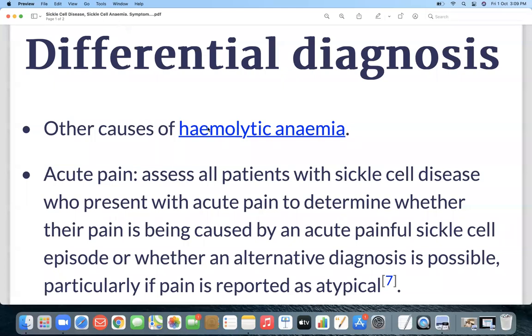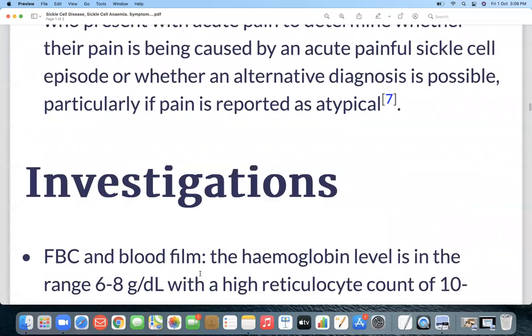Here for the differential, you can give other causes of hemolytic anemia. Whenever the child is in pain, in a sickle cell anemia patient, take it as an acute painful sickling crisis unless ruled out otherwise. Assess all patients with sickle cell disease who present with acute pain to determine whether the pain is caused by an acute painful sickle episode or whether an alternative diagnosis is possible. You will think of an alternative diagnosis only if the pain is atypical.